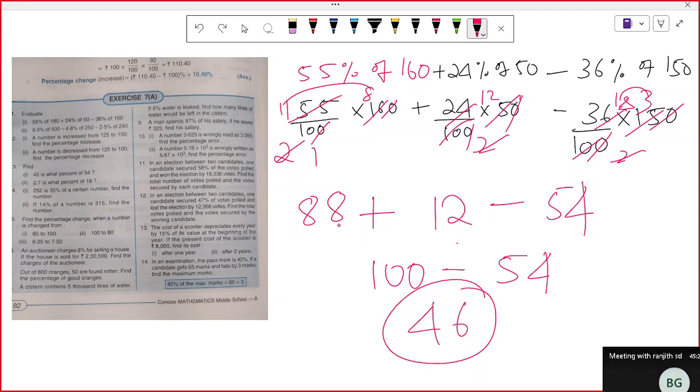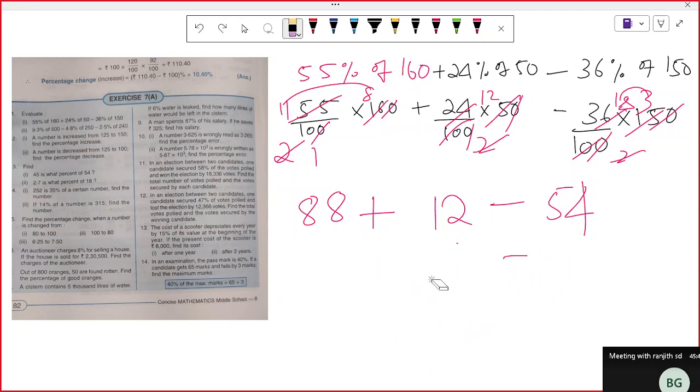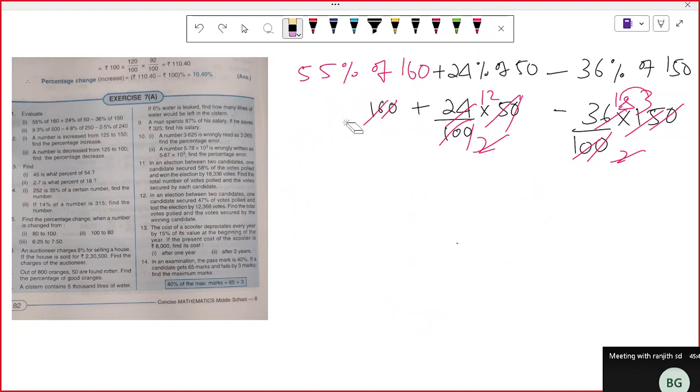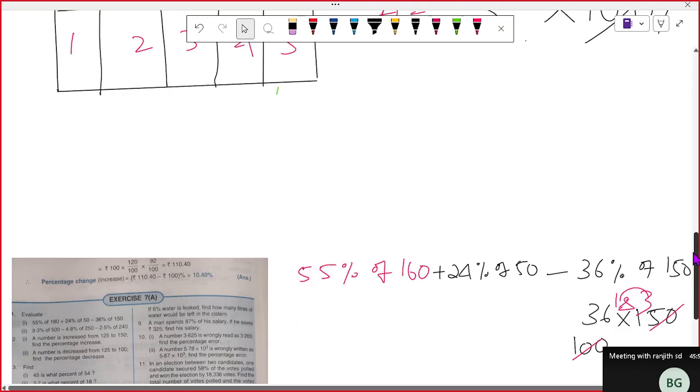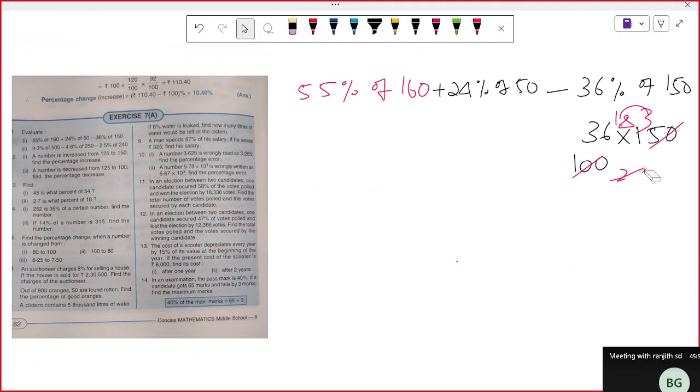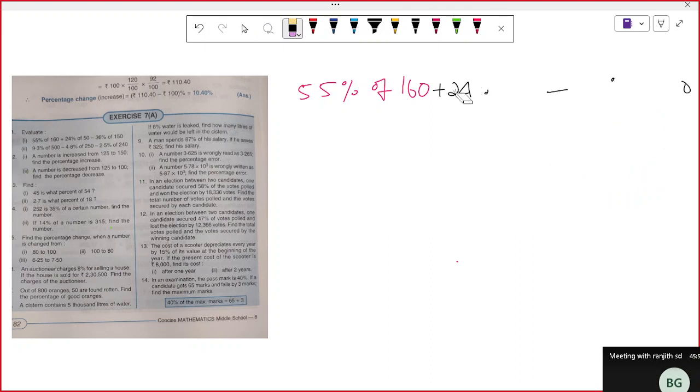Sir, can you do the second one? You try it, Mariana. You tell me 9.3% into 500. How do you do that? What's the first method? Eliminate percentage. So what do you do? 9.3 by 100. Percentage is given, right? So then how to remove the decimal? Forget about the decimal. First you divide by 100, multiply by 500.